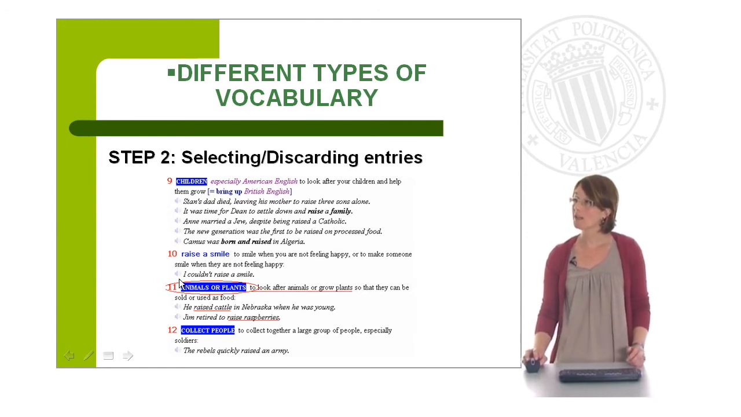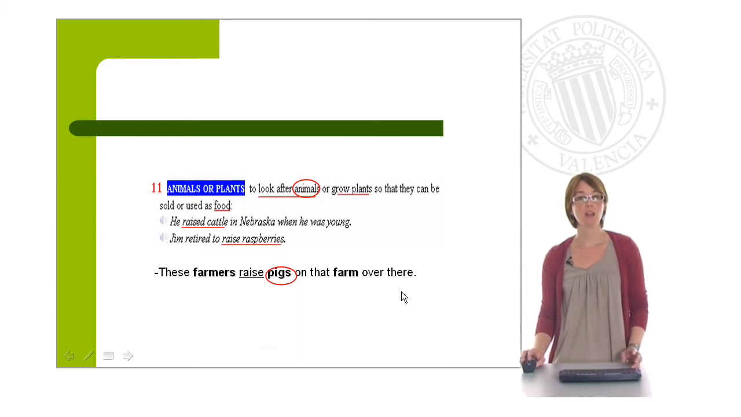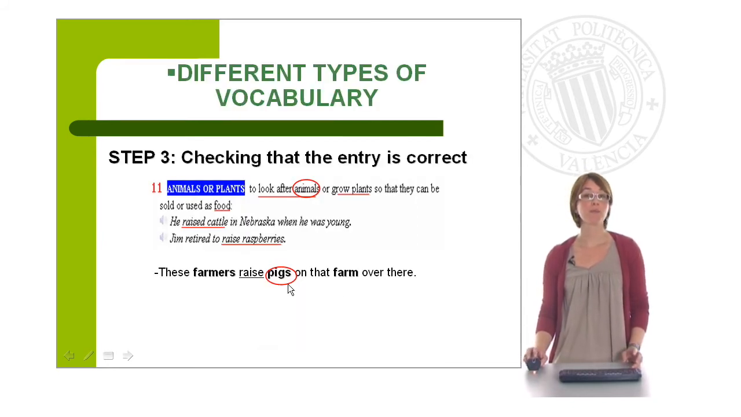So in our case, the only relevant entry is 11, because in 11 we see that the verb raise is used in relation to animals or plants. And the definition is to look after animals or grow plants so that they can be sold or used as food. Right, and the third step, and the last one, is to check that the entry is correct.